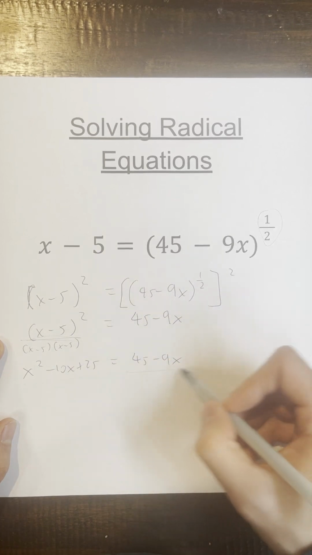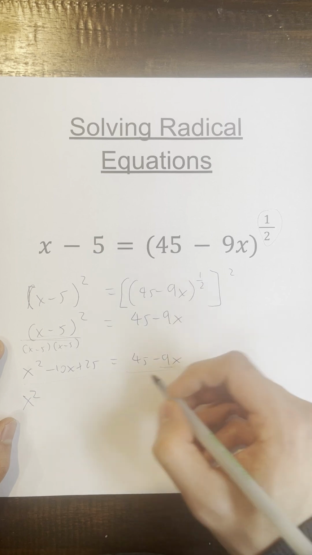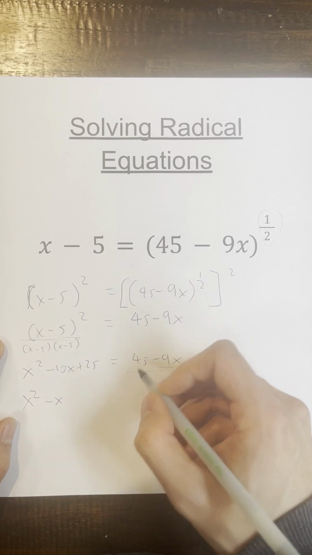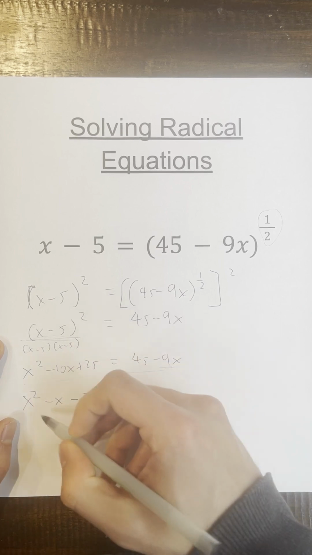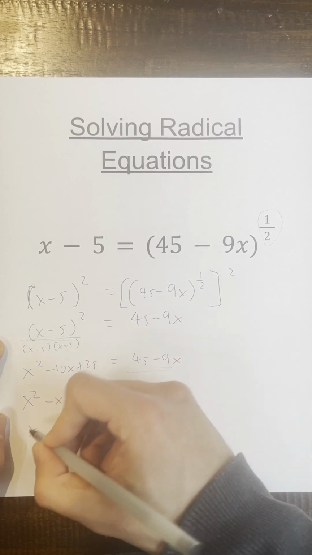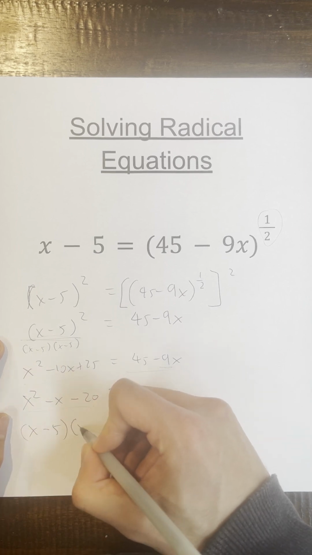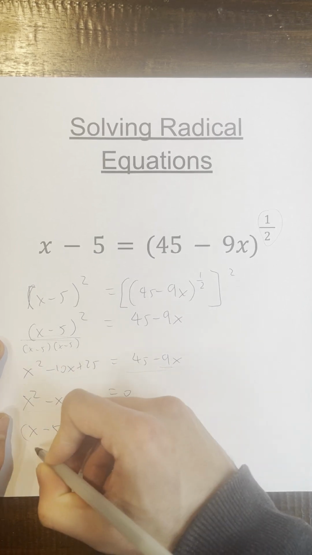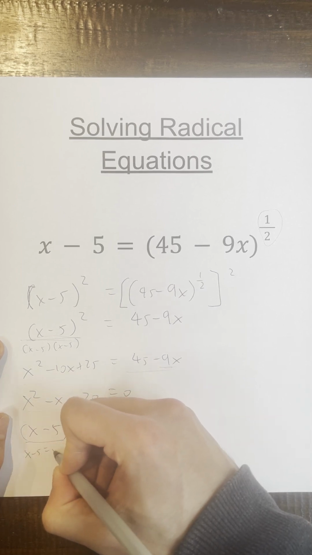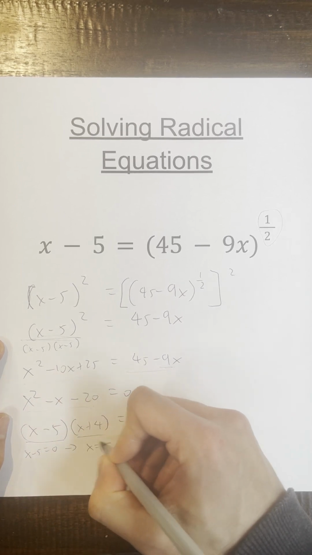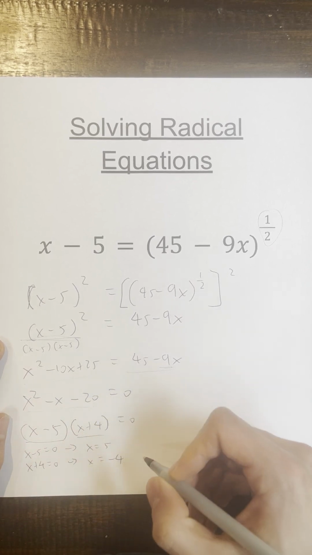How do we solve this quadratic? Well, let's move everything to the same side. So add 9x to both sides, and then subtract 45 from both sides. And then I'm going to try to factor this, and it does indeed factor as x minus 5 times x plus 4. So either this is 0 or this is 0. So x minus 5 equals 0. That gives x equals 5. x plus 4 equals 0 gives x is equal to negative 4.